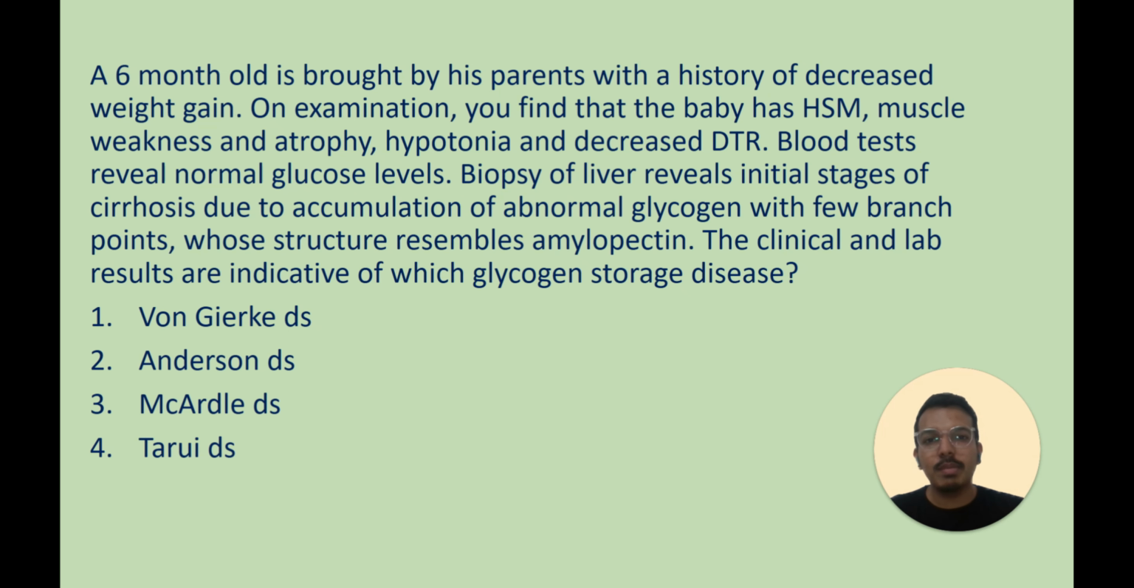Now let us try to solve some MCQs using our 5-step approach, right? So this is a big clinical case question. What we will do, we will directly go to the last line. The clinical and lab results are indicative of which glycogen storage disease. तो हमको ऑलरेडी पता चल गया है that we are looking for a glycogen storage disease. We will go to the options: von Gierke disease, Anderson disease, McArdle disease, and Tarui disease.